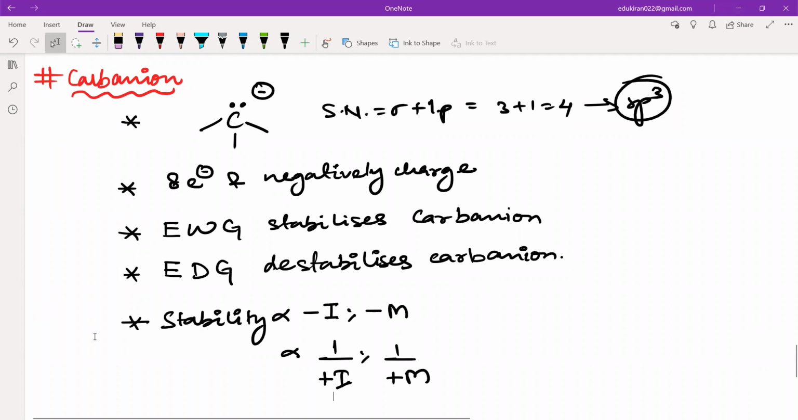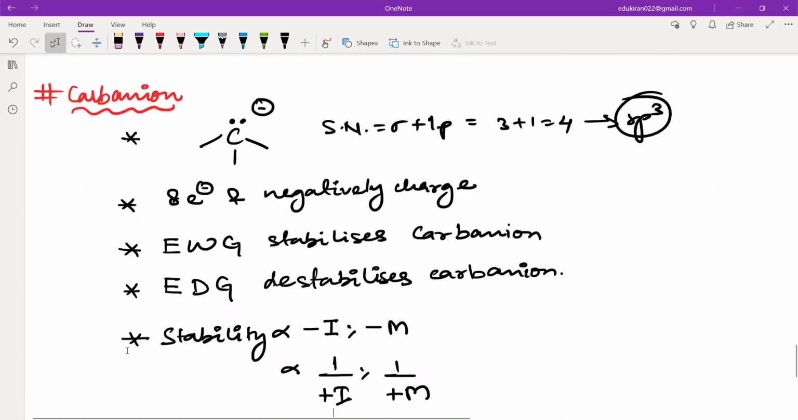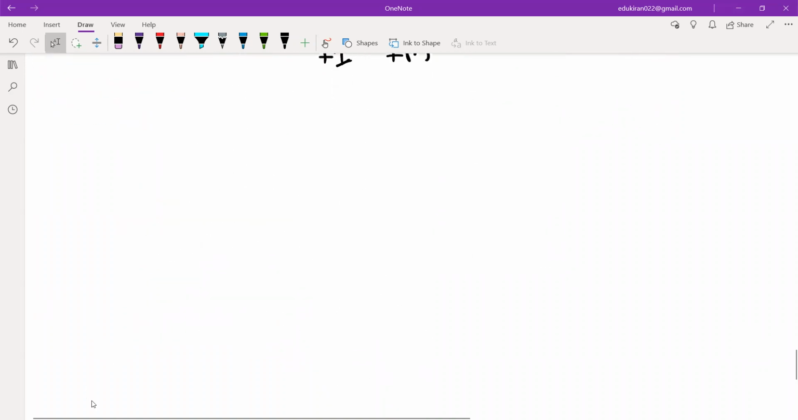So what is EDG? Electron donating groups. And EWG? Electron withdrawing groups. Okay.